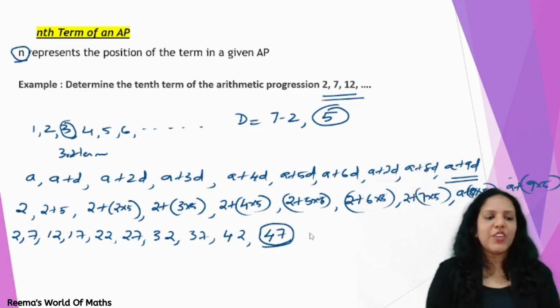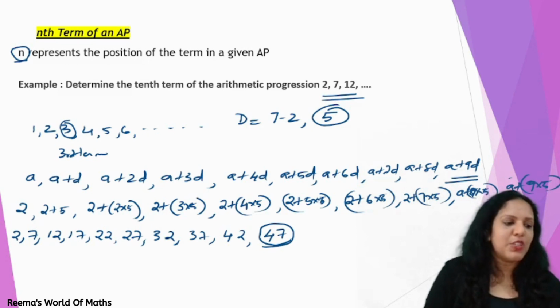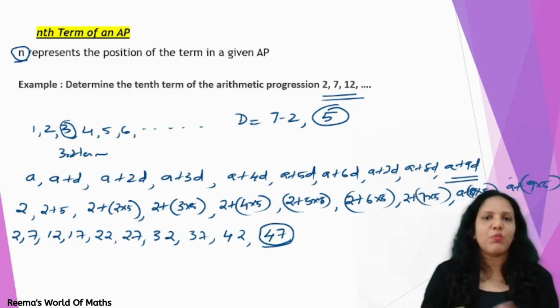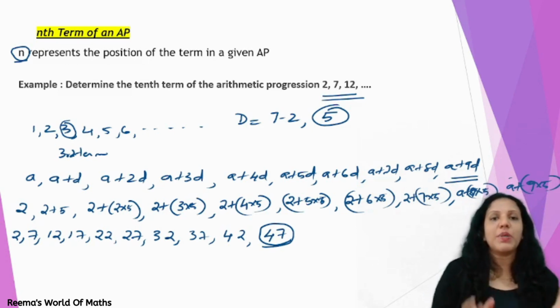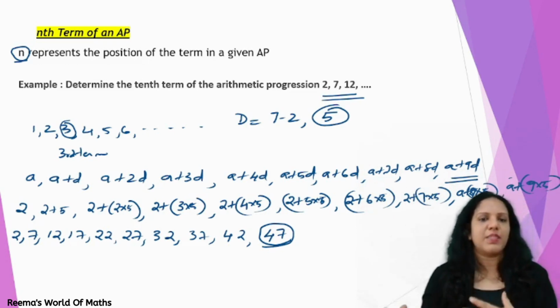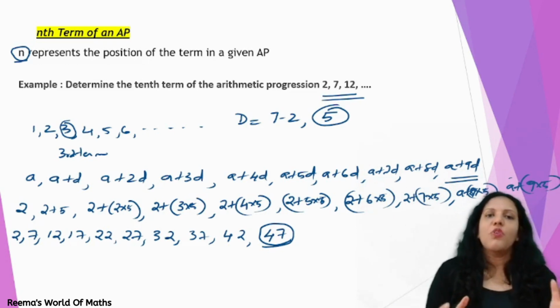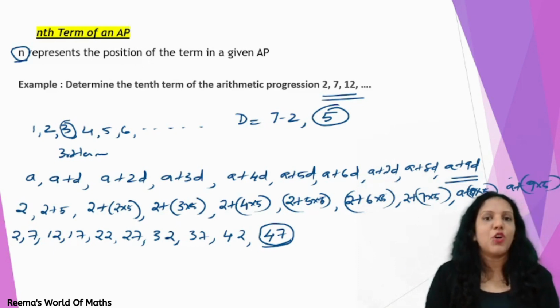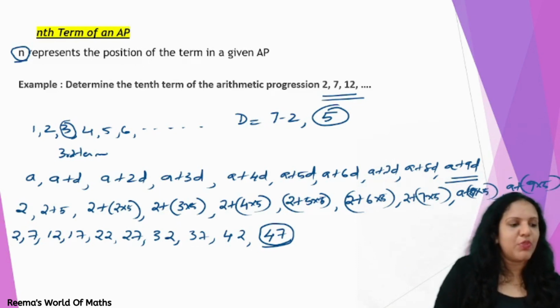So here we found the 10th term by using the standard form of an arithmetic progression. But it will be difficult if we are asked to find the 100th term. It's not possible to find it this way. So there is a formula to find the nth term of an arithmetic progression.